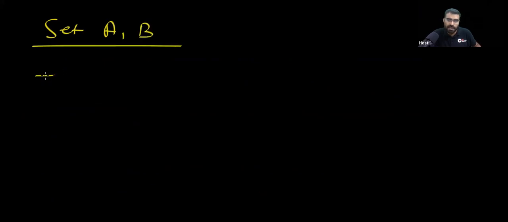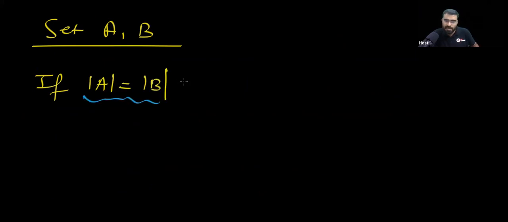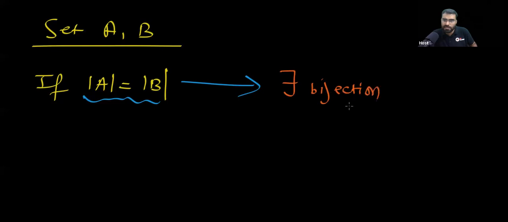If their cardinality is the same, let's assume you have set A, set B. If their cardinality is the same, then can you guarantee there is a bijection? Can you create a bijection? If they have the same cardinality, then there exists a bijection from A to B. Yes, of course. If they have the same cardinality, then you can easily create a bijection.